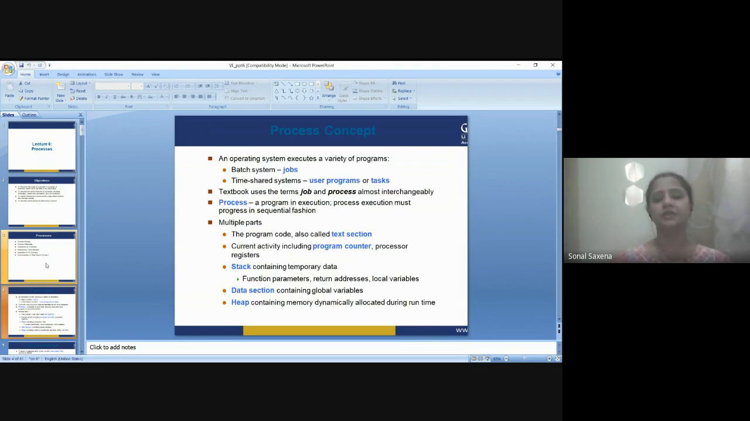Okay, so see, the very first point says that an operating system executes a variety of programs, right? Now it does batch system jobs. Batch system means a batch of jobs is made with a specific execution time. Then there are time sharing systems where every system is given a specific time to execute. So even that is there.